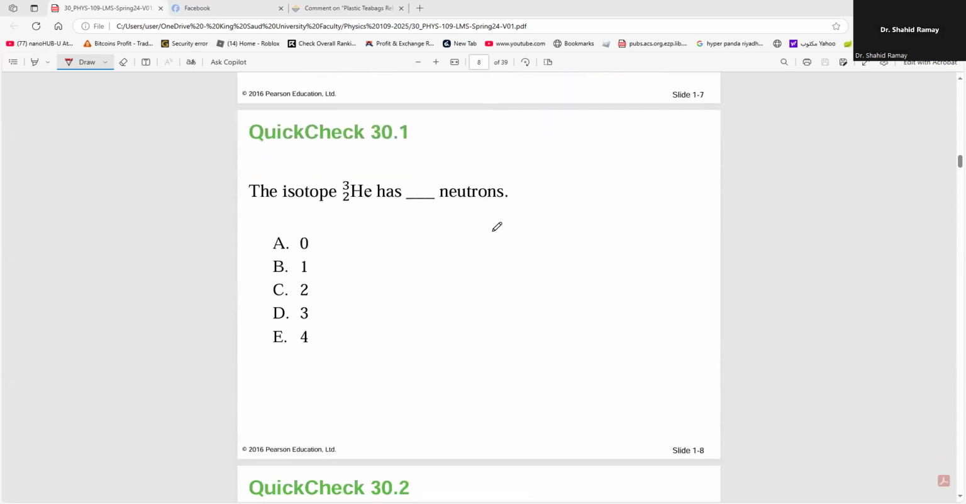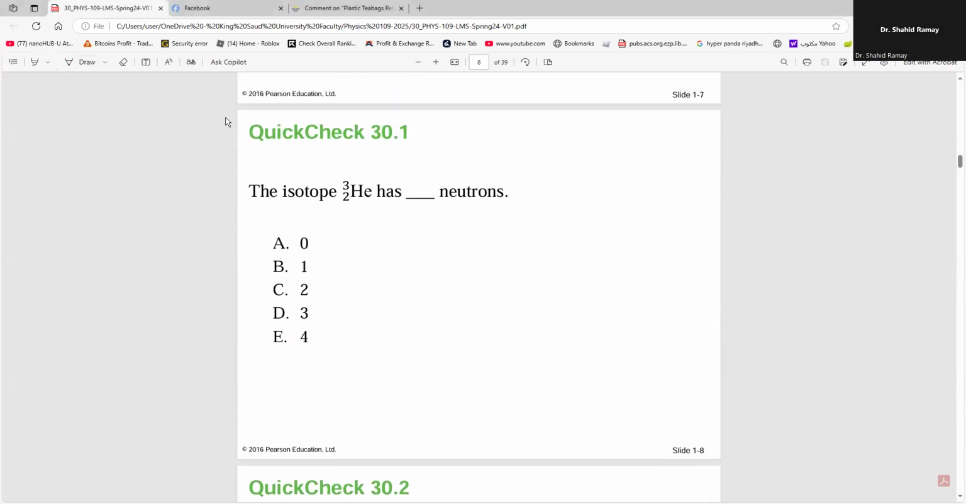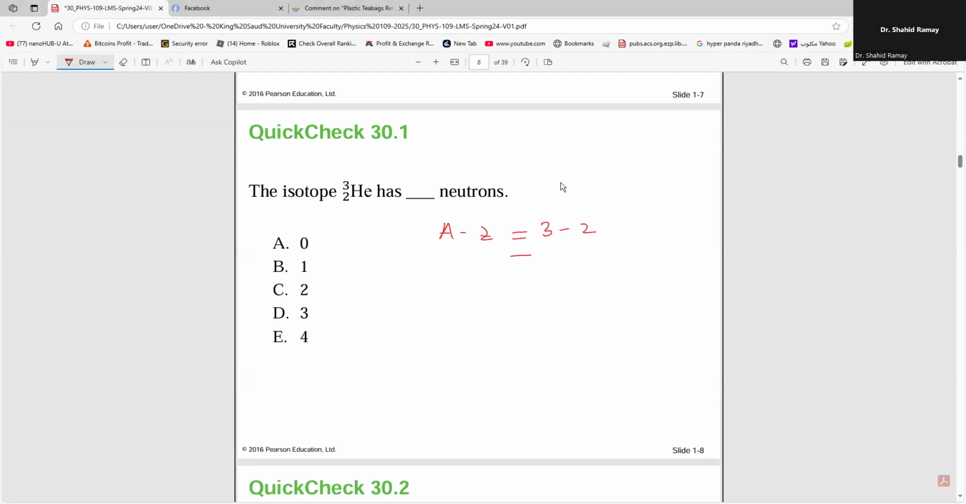Now we have this question. In this question, you can see the isotope of helium, He-3, has dash neutrons. So how many neutrons? As I have already discussed, to find the number of neutrons you have to do A minus Z. So A minus Z means 3 minus 2, and 3 minus 2 is equal to 1. So the answer is this one. Always subtract up minus down for neutrons.